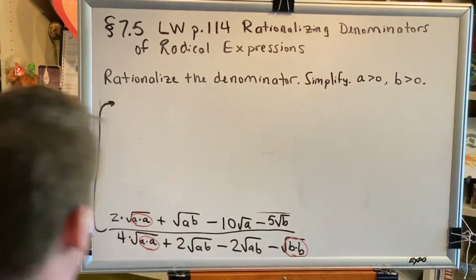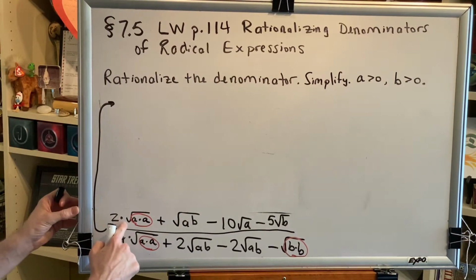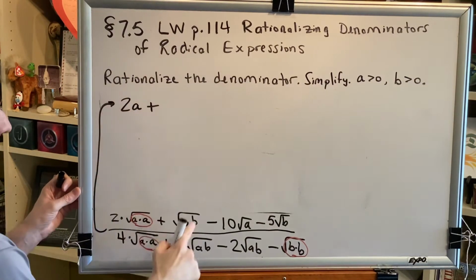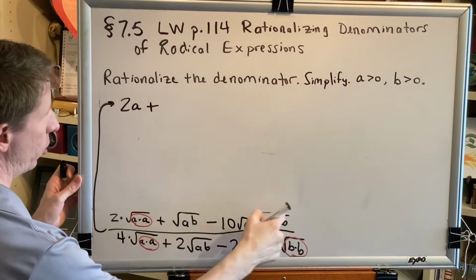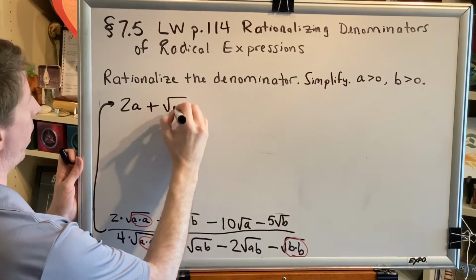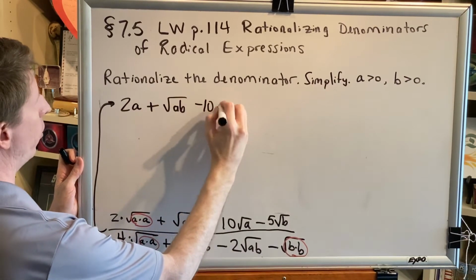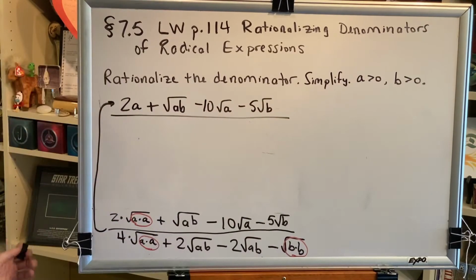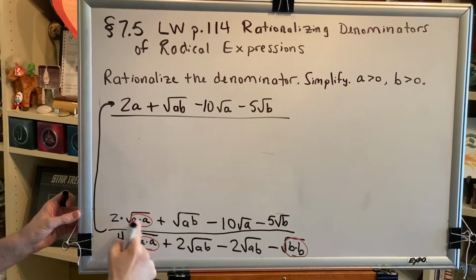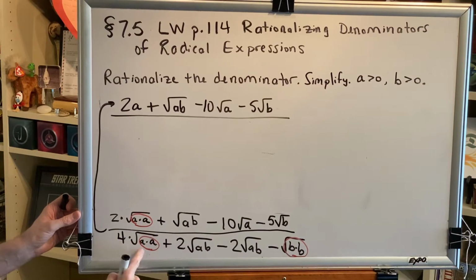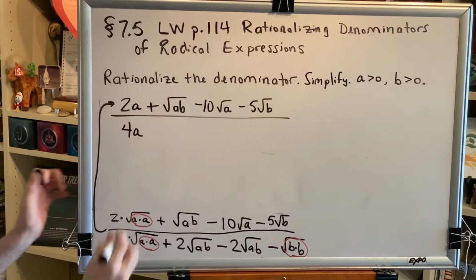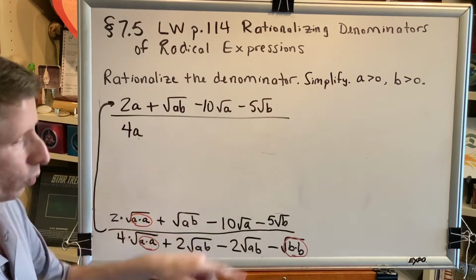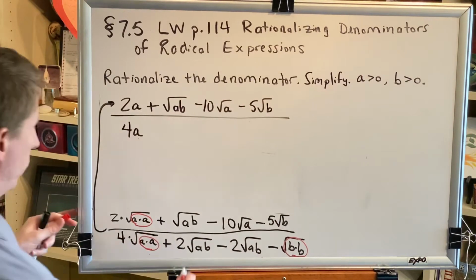Each group sends one representative out to multiply. So this right here is just going to be a 2 times an A, 2A. This, no change, no change, no change. So plus root AB minus 10 root A minus 5 root B divided by, okay, 1A is sent out to multiply, so we get 4A plus 2 root AB minus 2 root AB.